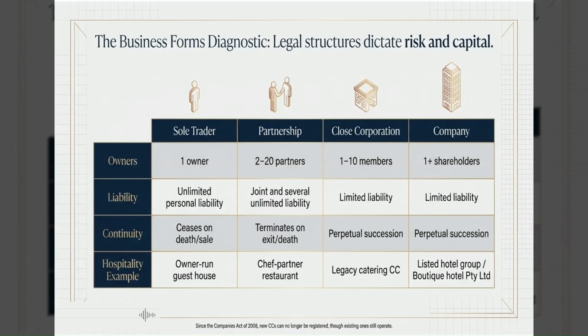The practical effect of the 2008 Act was to simplify company registration to the point where the close corporation was no longer needed. The private company took over its role, and it now offers the same limited liability and the same perpetual succession without the 10-member ceiling that constrained a growing close corporation.